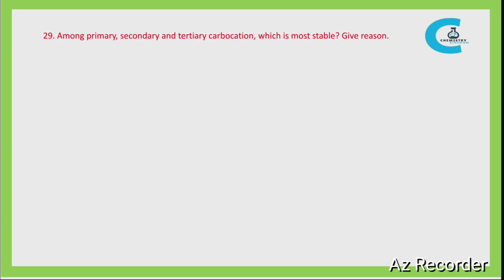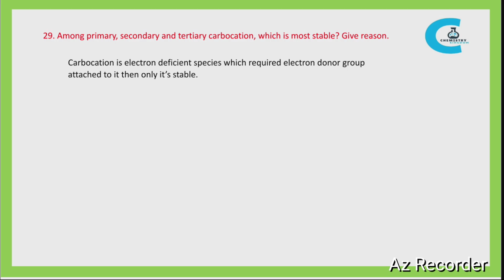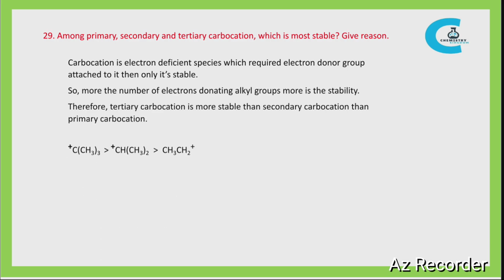Among primary, secondary, tertiary carbocation, which is more stable? Already you know tertiary carbocation is more stable due to the inductive effect. Correct or not? Inductive effect increases the stability. Here I have written tertiary carbocation is greater than secondary, which is greater than primary. I hope you understood. Tertiary means 3 substituents attached to the carbocation. Secondary means 2 substituents attached. Primary means 1 substituent attached.